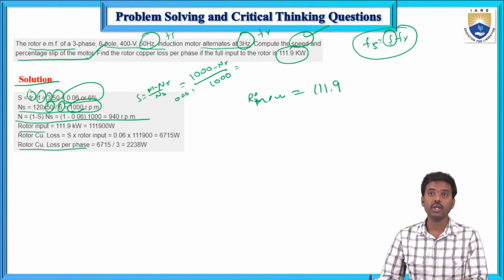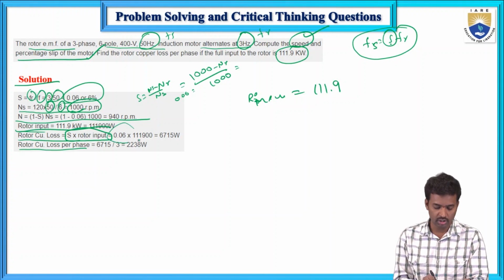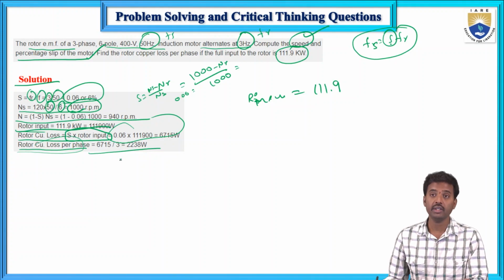And now the rotor copper losses. This is the input. Rotor copper losses equal S into rotor input, where S means slip. So this is done. The rotor copper losses per phase are then obtained by dividing by 3.